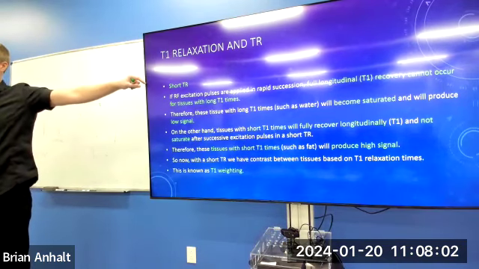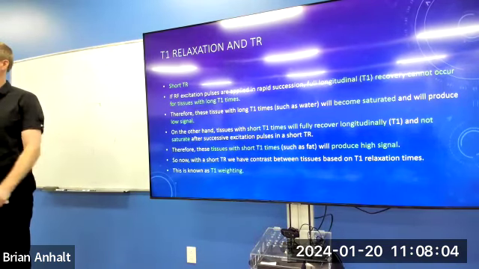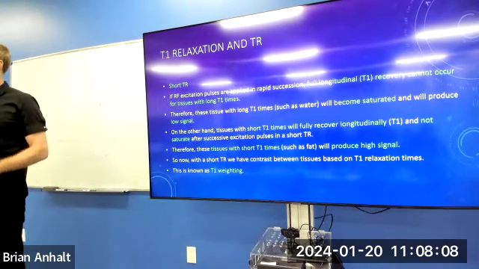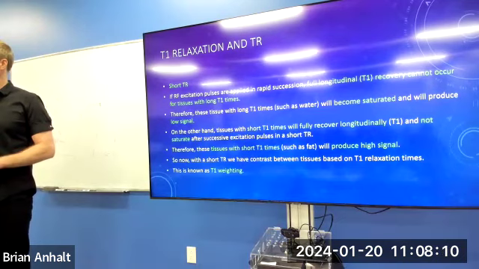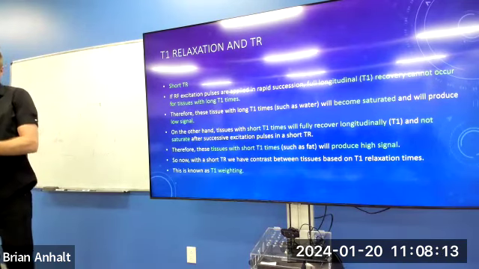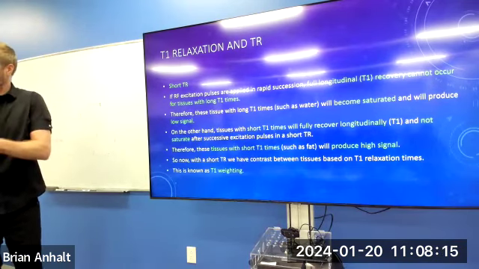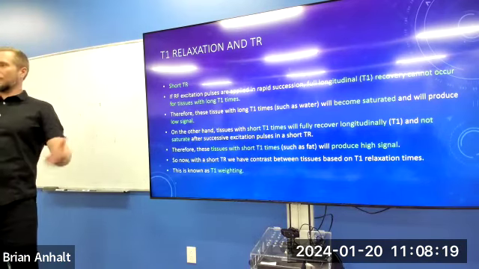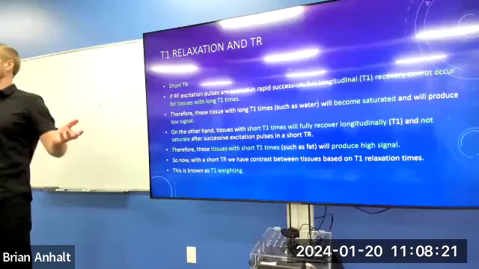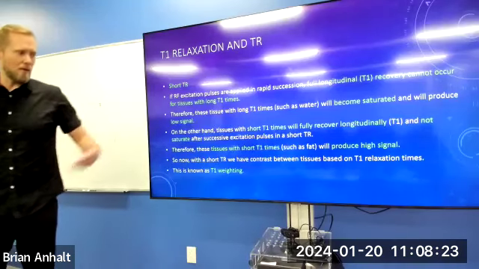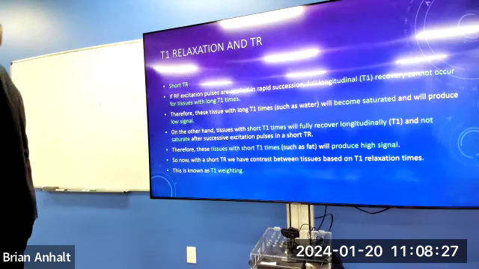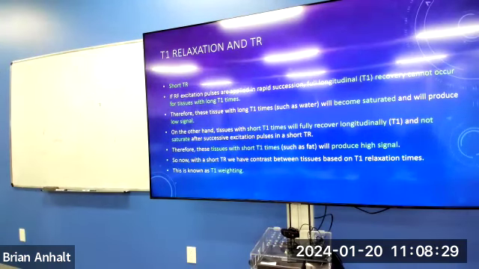Tissues that look dark have what? A long T1 time, right? It takes them a long time to recover longitudinally. Right? They barely recover. We're going to wait a short period of time. We haven't let them recover yet longitudinally. We flip that back into the transverse plane. There's not much there, right? And they look dark. So tissues that look dark on a T1 weighted image have a long T1 time, right?